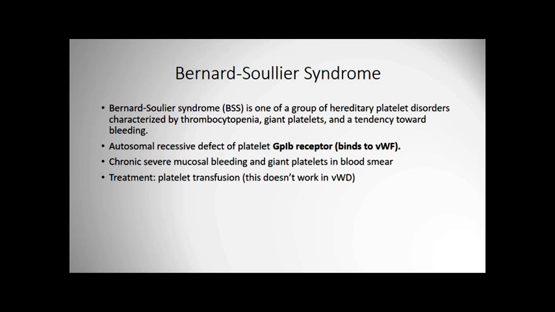Autosomal recessive defect of the platelet GP or glycoprotein 1B receptor, the green one, the one that binds to von Willebrand factor. Okay, this is the one that we can treat by using platelet transfusion. It doesn't work in von Willebrand disease. And in this case, there is chronic, severe mucosal bleeding and giant platelets in the blood smear. Okay, so we treat Bernard-Soulier by giving platelet transfusion. We treat von Willebrand disease or factor deficiency type 1 by giving desmopressin.